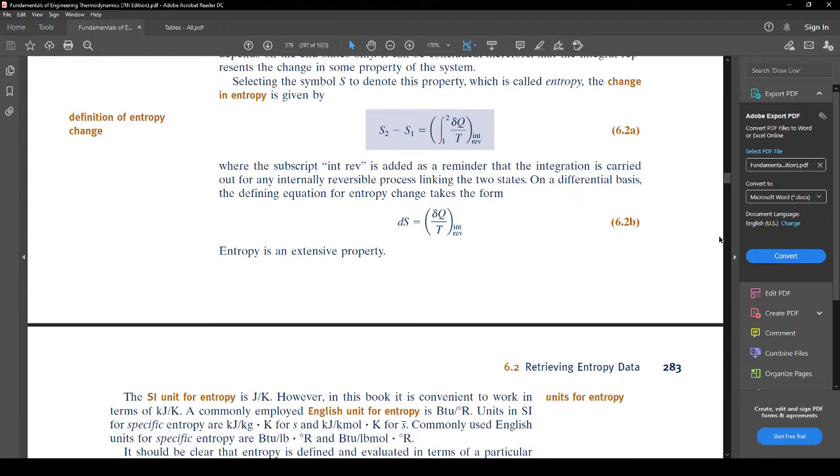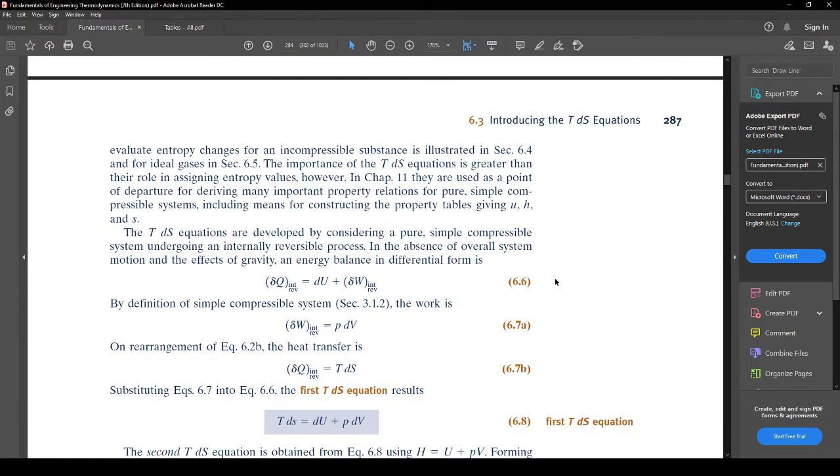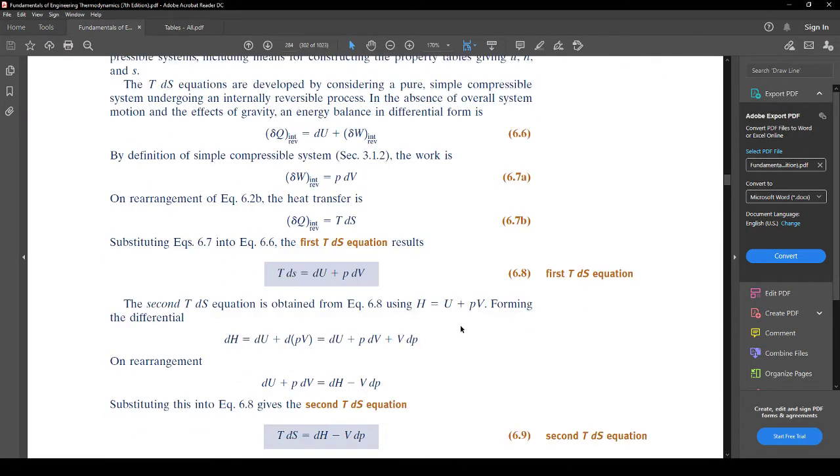Or this here. It just dropped to that. Oh, come on. Where are we at now? There it is. So it says substituting those two equations in, you get this. You get TdS is equal to dU plus PdV, okay?